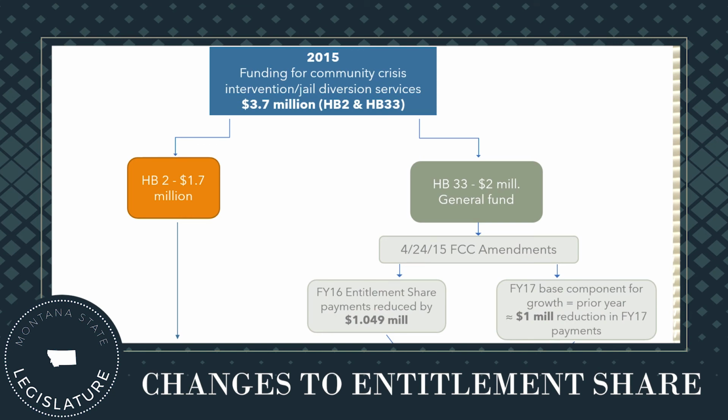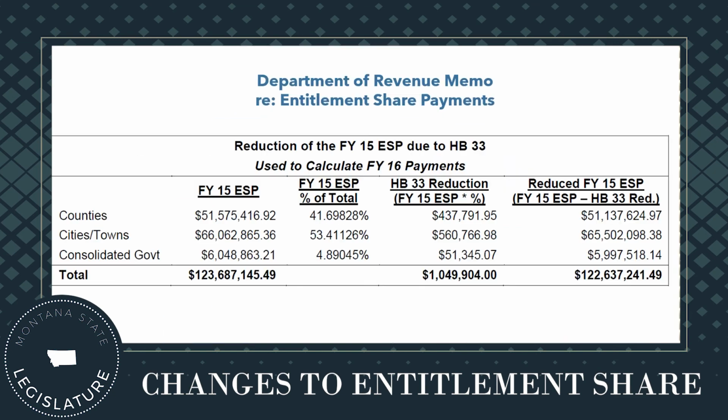So let's look at how this actually affected local governments on the ground. This is taken from a Department of Revenue memo regarding entitlement share payments. And this comes out every year. Again, it just shows exactly what each local government will receive for entitlement share. Now, this third column actually lists out the House Bill 33 reductions by counties, cities, and then consolidated government. And you'll notice there on the bottom, the total line is that very common, or I guess familiar by now, $1.049 million. So again, this technically just cut each of those local government groups, respectively.